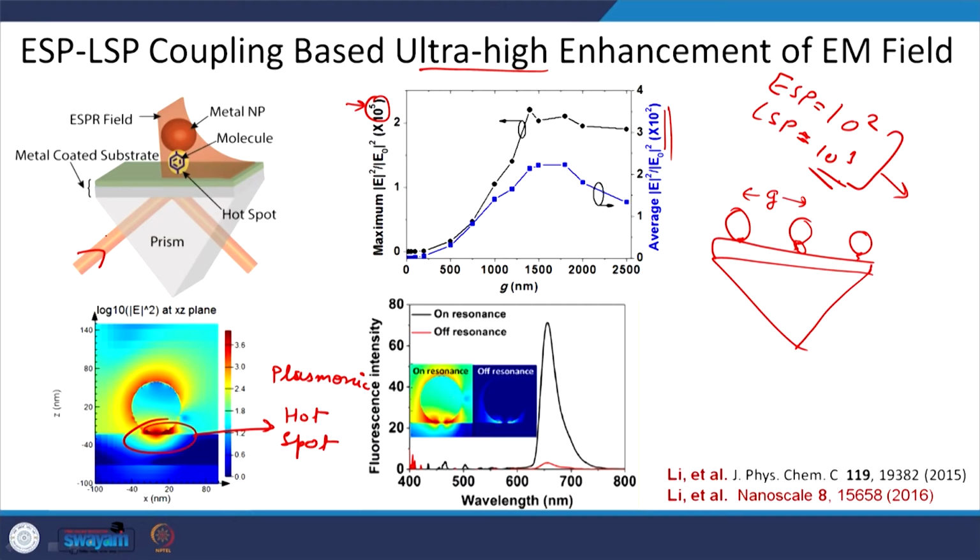and if you go off resonance of ESP, you do not see any enhancement here. So, the fluorescent intensity goes down. So, you have control on the enhancement factor, and also you can control when to fluoresce and when not to. You can do this by controlling the ESP resonance angle. Okay.